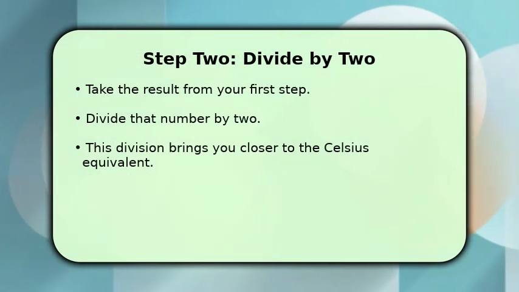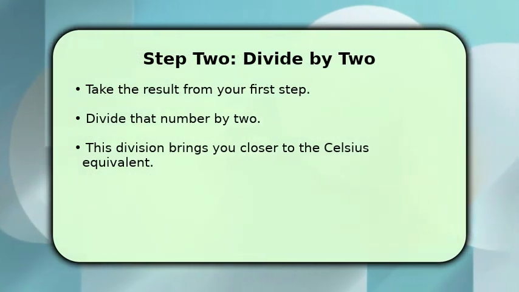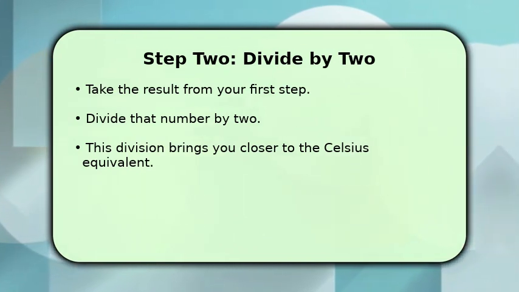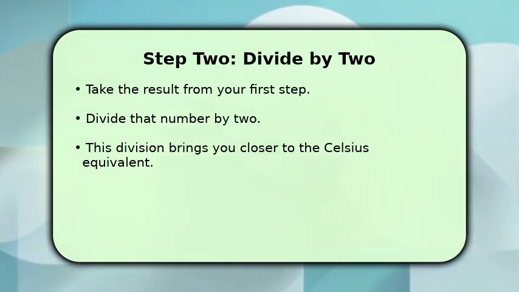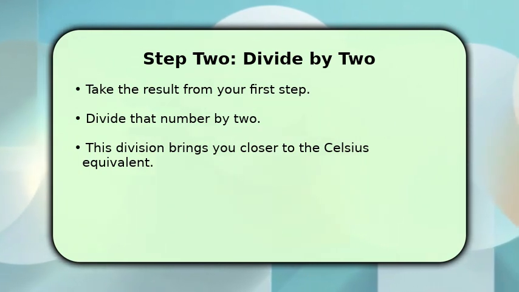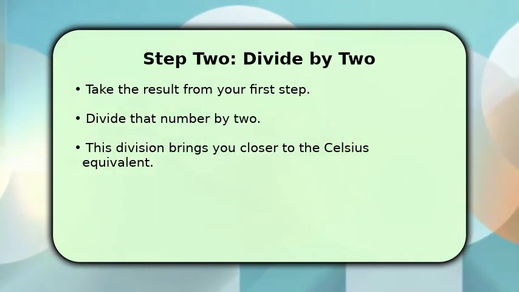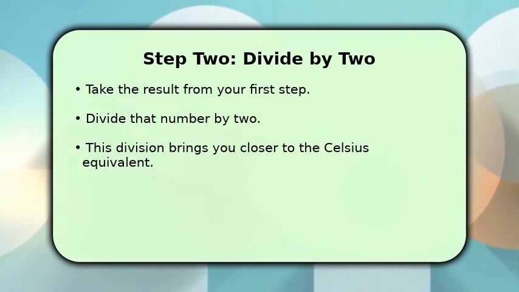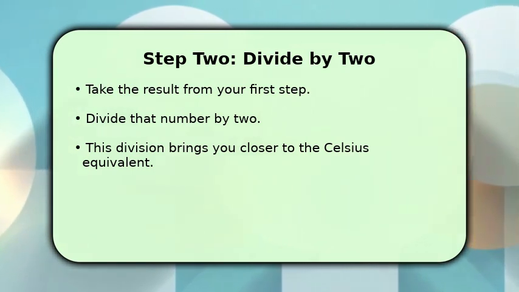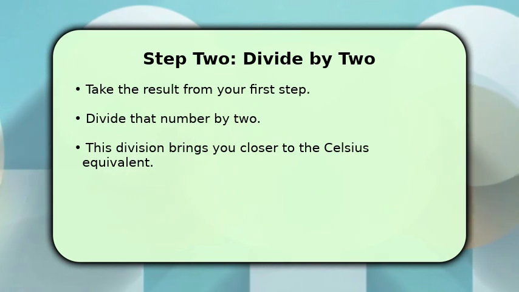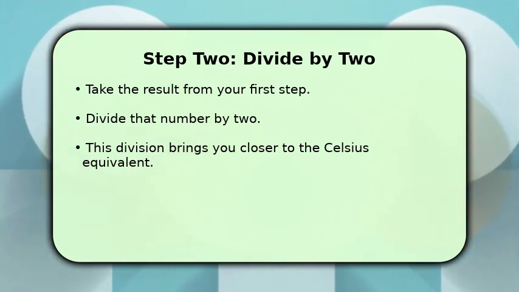Now for our second step, you'll take the number you got from subtracting 30 and divide it by 2. Continuing our example, if you had 40, dividing by 2 gives you 20. This division helps to account for the different size of the degree units between the two scales. It's a quick way to scale down your number towards the Celsius value.